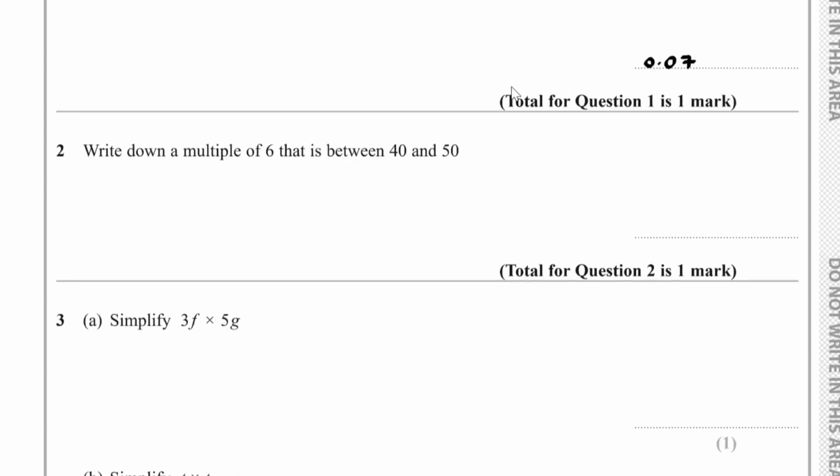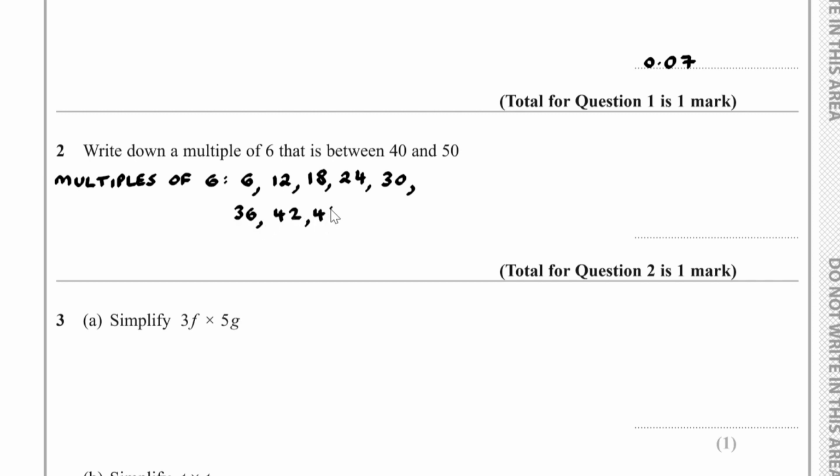Question number 2. We have to write down a multiple of 6 that is between 40 and 50. Well, if we write down the multiples of 6, we have 6, 12, 18, 24, 30, 36, 42, 48, 54, 60, and we can continue.